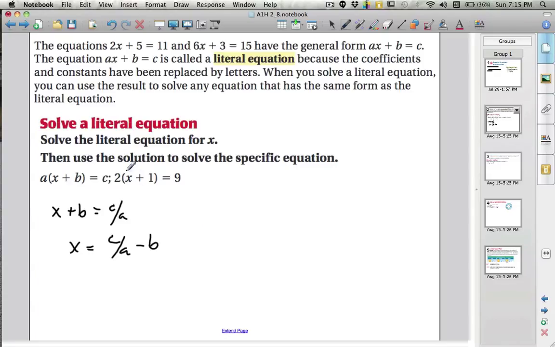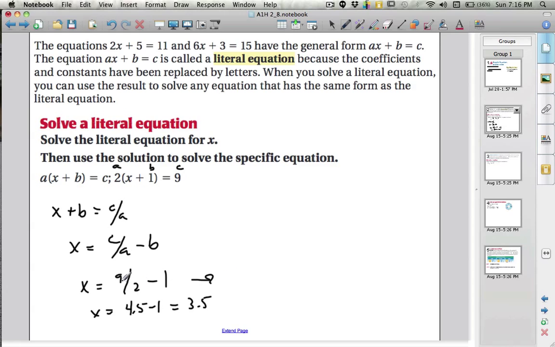If we look at this particular equation I have, then this is a, and this is b, and this is c. Then I can go ahead and solve this by taking these values and plugging them in. So I'll have 9 divided by 2 minus 1. 9 divided by 2, I could say that's 4.5, minus 1, and the answer would be 3.5.